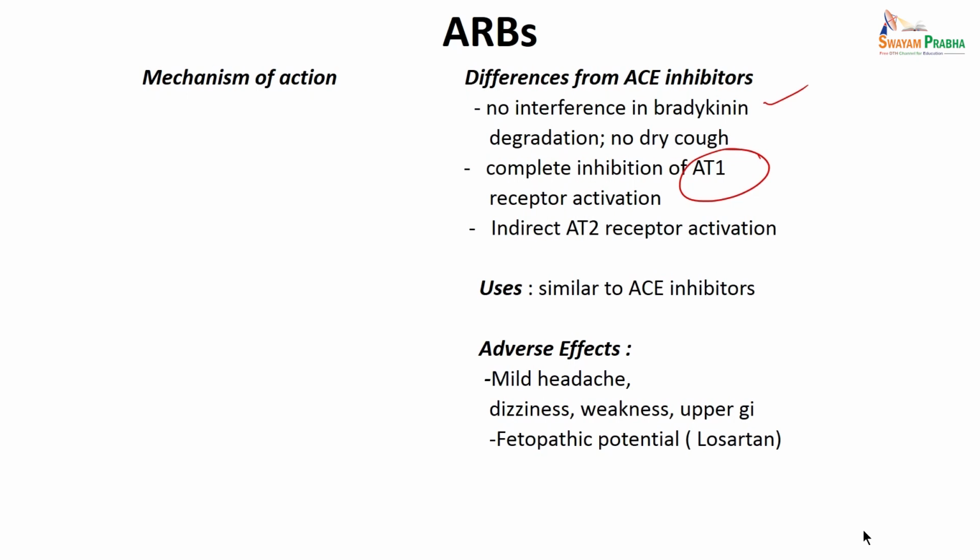So, it causes receptor activation, or there is also an indirect effect on AT2 receptor activation. It can be used in similar conditions as ACE inhibitors. Only ARB is reported with mild headache. Some people complain of dizziness, weakness, or upper GIT problems. In case of pregnancy, it should not be used, like ACE inhibitors. It causes interference, so there are chances of teratogenicity with this drug.